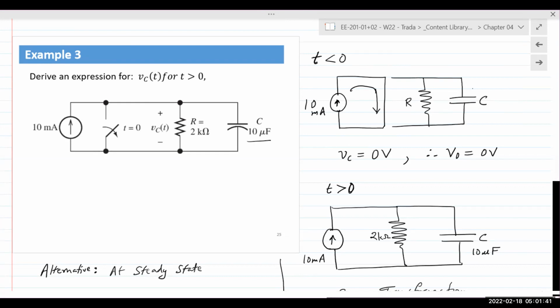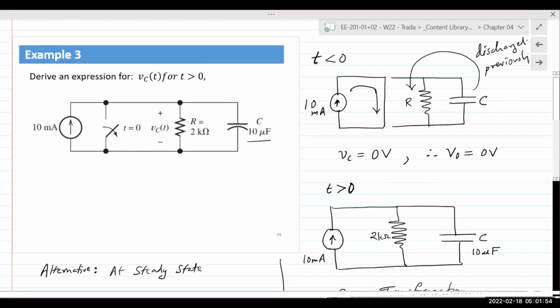Meaning, for a very long time in the past, all of the energy in the capacitor was already discharged through that resistor. So, discharged previously. And so we can say the initial voltage across the capacitor is 0, hence V0 is equal to 0 volts. There is no mention of any other charge present on that capacitor.